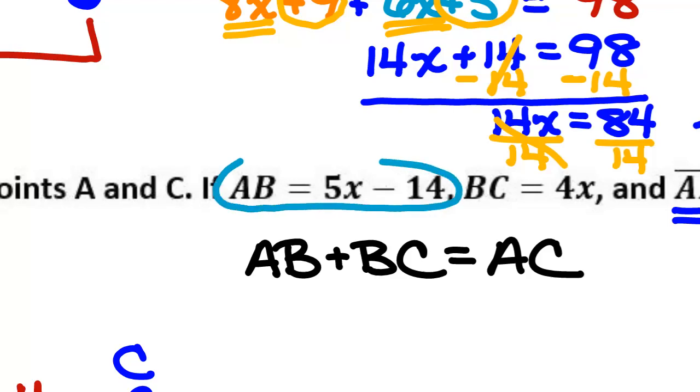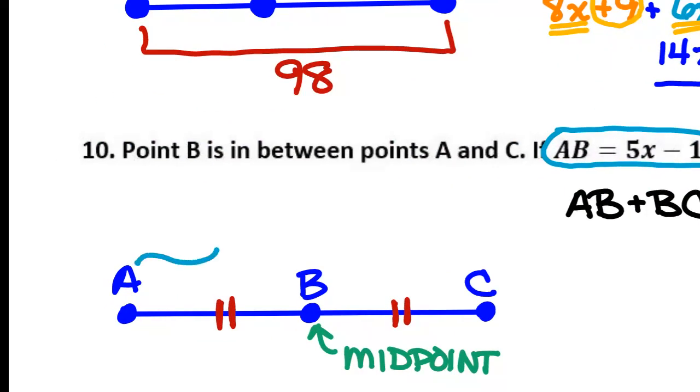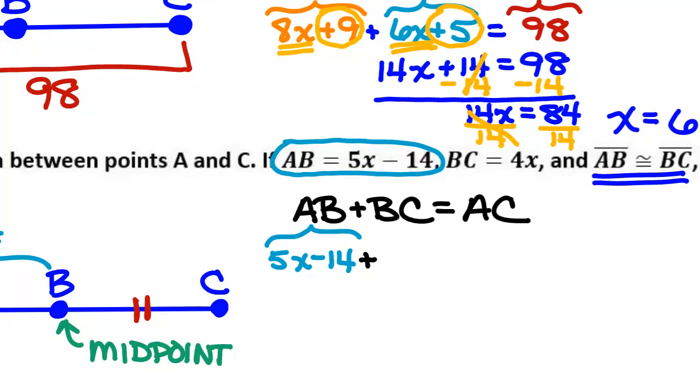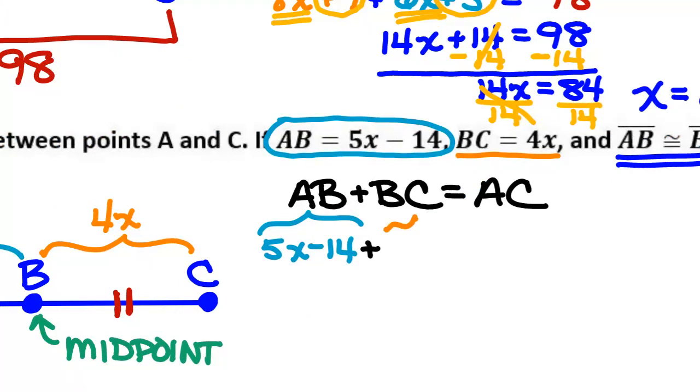What do we know about AB? Right here, 5x minus 14. That needs to go on my picture also. I forgot to do that. AB is 5x minus 14. And then I'm going to substitute that in right here for AB. 5x minus 14, plus, what do we know about BC? 4x. So right here, 4x. That goes in the place of BC right here. 4x. Drop my equal sign down.